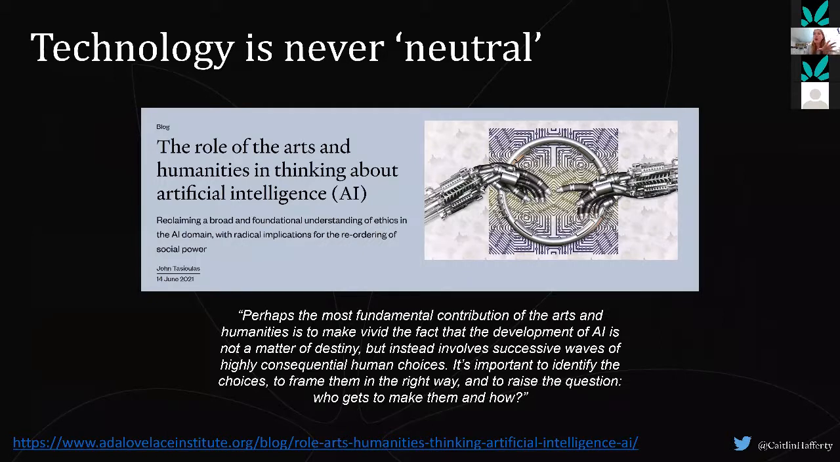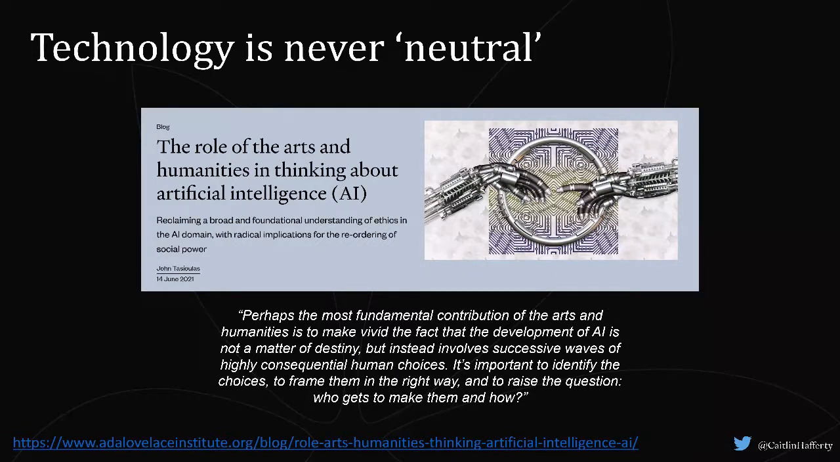This is largely about big decisions that are made using this software, so maybe health research or political decision making. But I think it's relevant if you're using automated transcription as well, or at least I find it very interesting. And I really like this quote. They said, perhaps the most fundamental contribution of the arts and humanities is to make vivid the fact that the development of AI is not a matter of destiny, but instead involves successive waves of highly consequential human choices. And that's the key part.